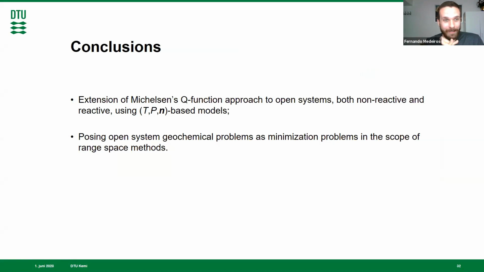So now the conclusions of what we have done so far is that we have extended Michelsen's Q function approach to open systems. So now we're capable of working with all major thermodynamic variables in the fundamental relation of thermodynamics. So entropy and temperature can be switched. Volume and pressure can be switched. And now chemical potential and number of moles can be switched in this framework.